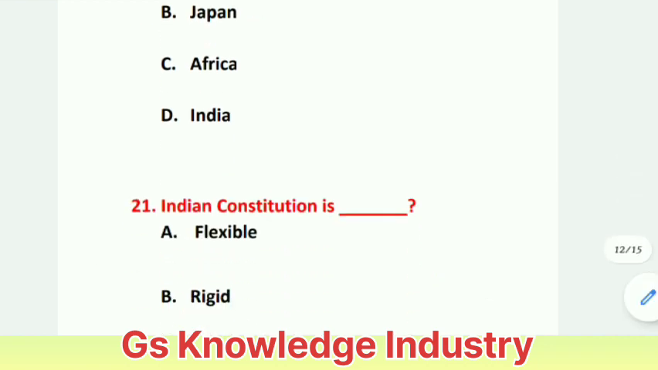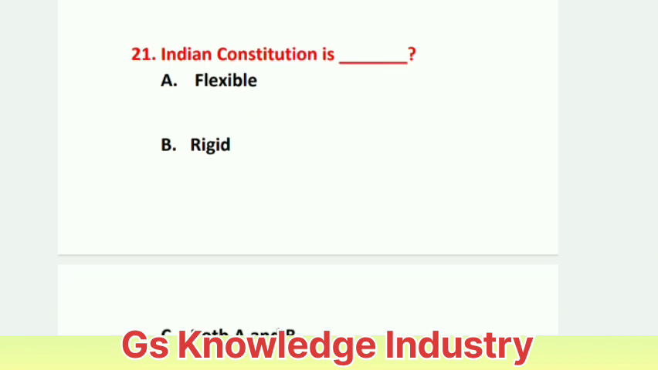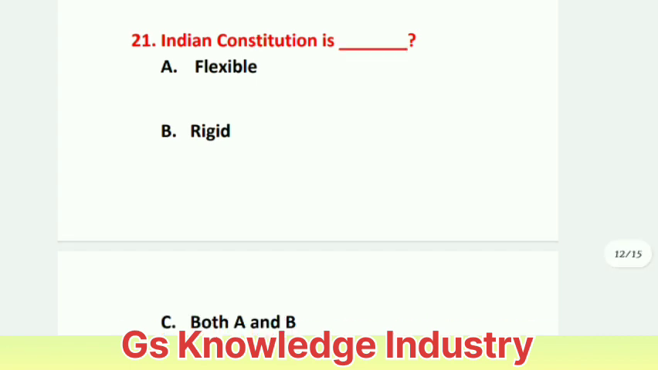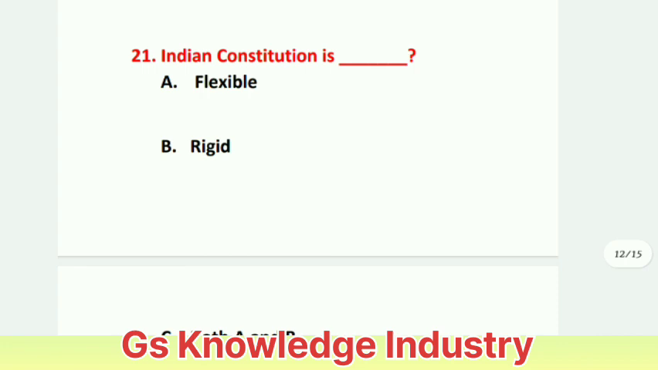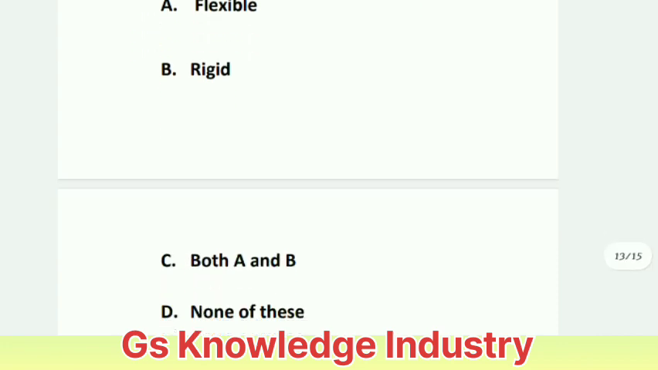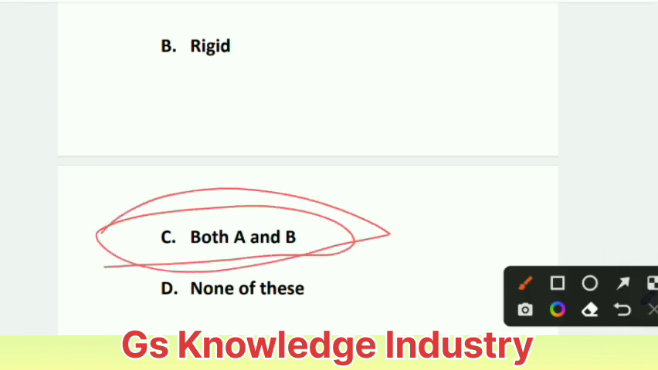And 21 number question. The Indian constitution is what? Option A, flexible. Option B, rigid. Option C, both A and B, meaning rigid and flexible. And option D, none of these. Here the correct answer is that our Indian constitution is both flexible and rigid. So the correct answer is option C. A and B both are the right answer.